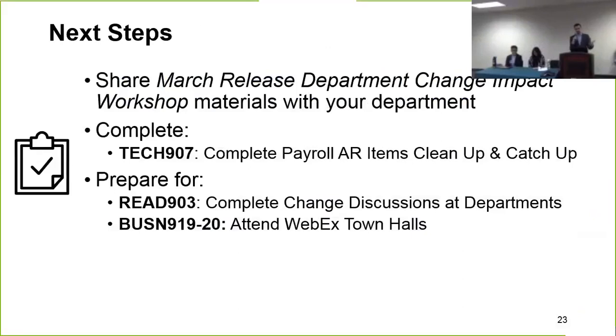You'll also see we will also be sending Read 903, which is just to make sure that all of the folks who are department liaisons here or part of your department implementation team will go and talk to the end users that are affected. It's important that if you're an AR item processor or an AP processor, a GL processor, that you know about these changes. So we're talking about managers talking to their end users. So that's what that task is for.